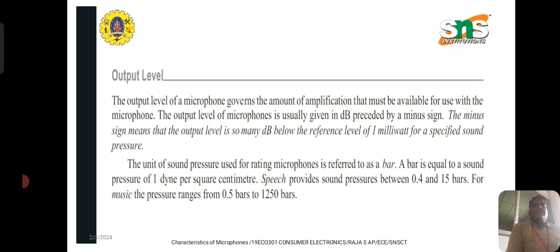a specified sound pressure. The unit of sound pressure used for rating microphones is referred to as a bar. A bar is equal to sound pressure of 1 dyne per square centimeter. Speech provides sound pressure between 0.4 and 15 bars. For music, the pressure ranges from 0.5 bars to 1250 bars.